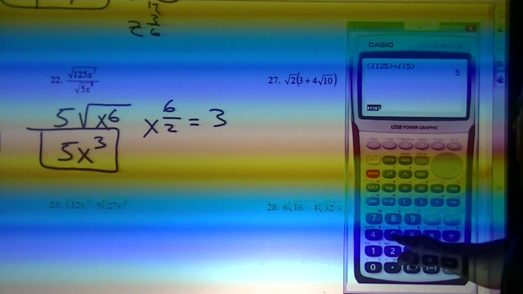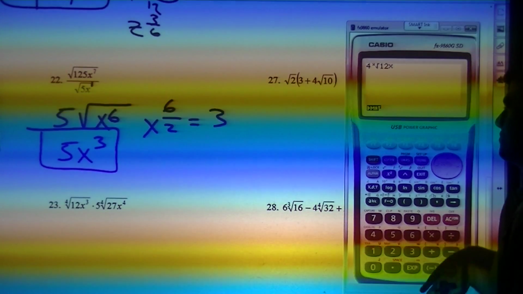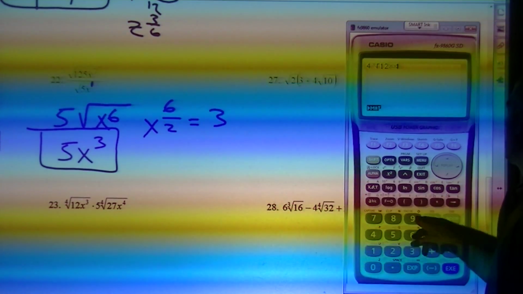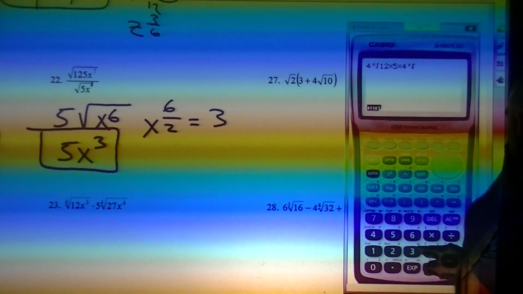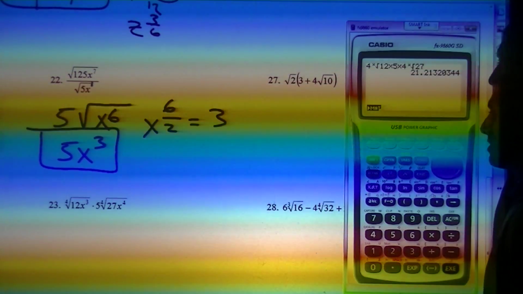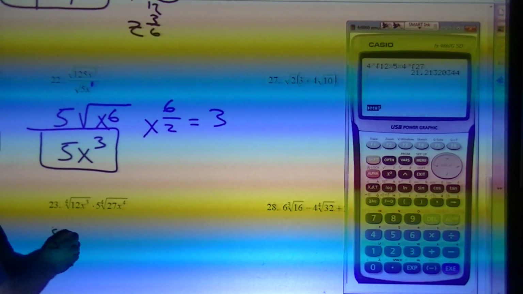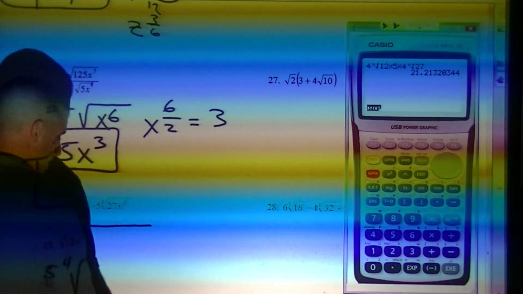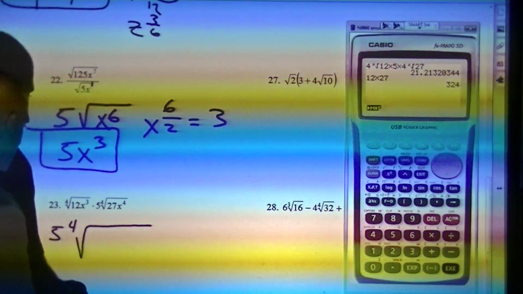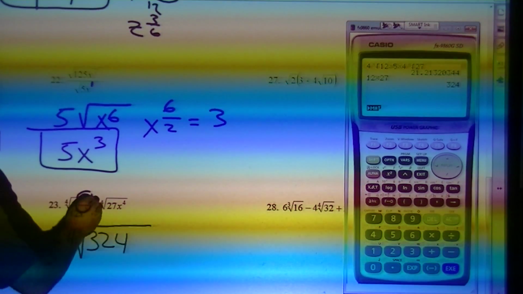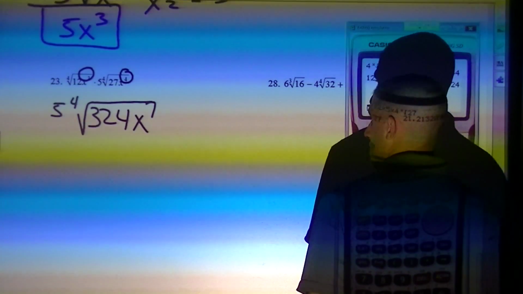All right, this one I will type in is the 4th root of 12x^5 times 5x^2 times the 4th root of 27. All right, I got 21.2. So what I would do is, this is going to be 5, the 4th root over here, of 12 times 27, which is 324. I'm also going to add these exponents, so it's going to be x to the 7th. I'm going to move this up, I'm going to extend the page.